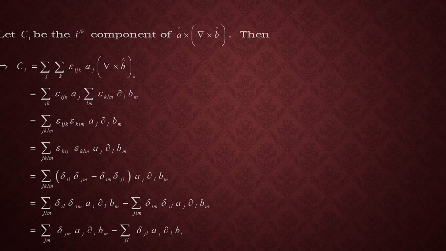a1 ∂_i b1 plus a2 ∂_i b2 plus a3 ∂_i b3 minus (a1 ∂_1 b_i plus a2 ∂_2 b_i plus a3 ∂_3 b_i). This gives us the expression for a cross curl b. But we must remember one thing, that this is only the ith component of a cross curl b.